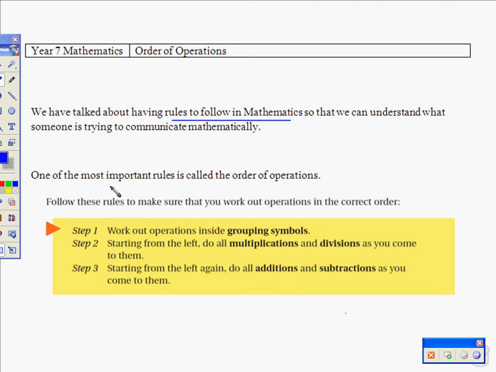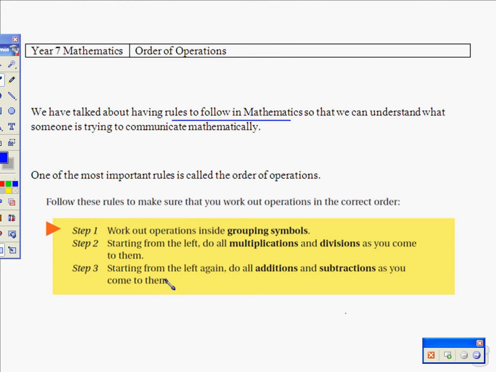So the rules here, we've got 3 steps we need to follow. The first thing we need to do is work on our grouping symbols. If we see an expression, we do our grouping symbols first. Then the second step, once we've done all the grouping symbols, we start at the left-hand side of our expression and move across, and we do any multiplication and any division in that order. So you start from left and move to the right of your expression and do the multiplication and the division. So any multiplication or division, you do that first. That's the rule we've got to follow.